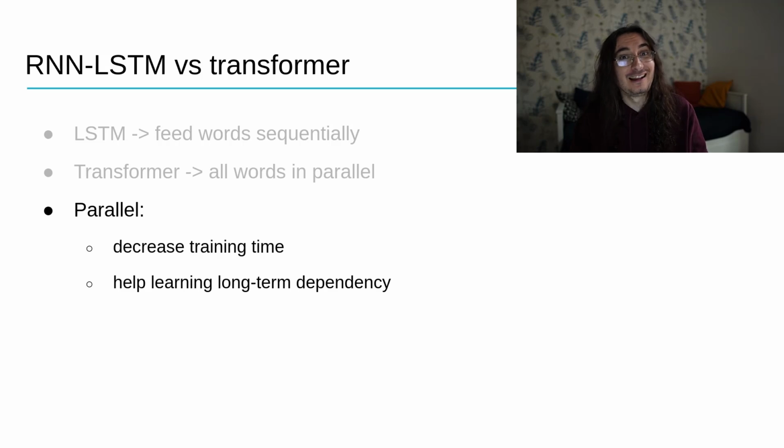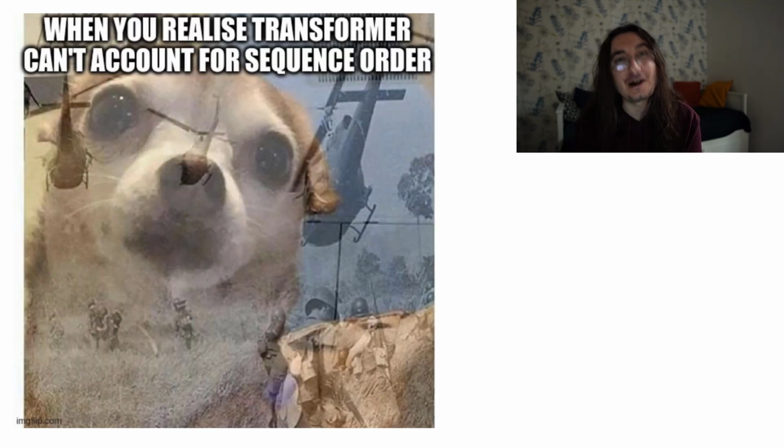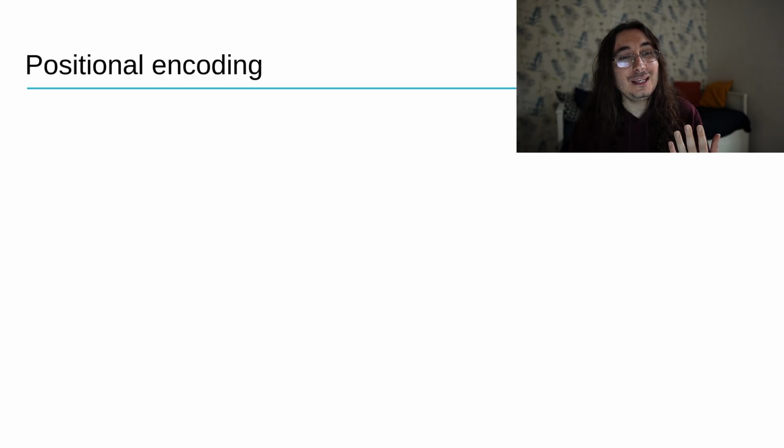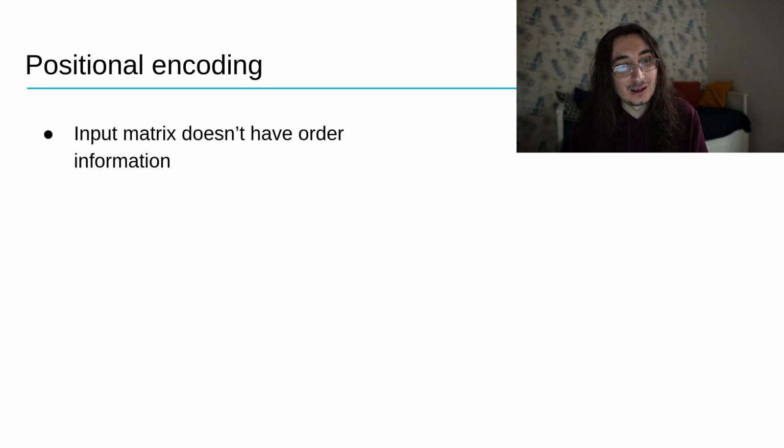But there's a problem. There's a terrifying problem there. And the problem is that the transformer doesn't know anything about the order of your sentence, of your sequence. And I would argue that order is quite important in sequential data like music or text generation, isn't it? So we need to encode position or order somehow.